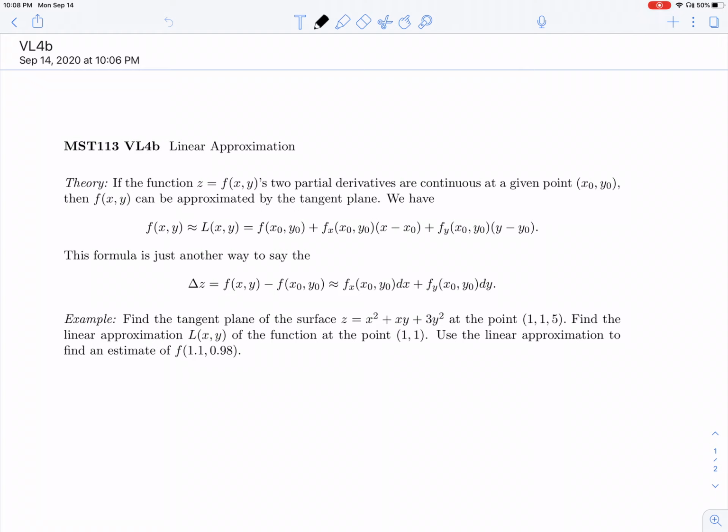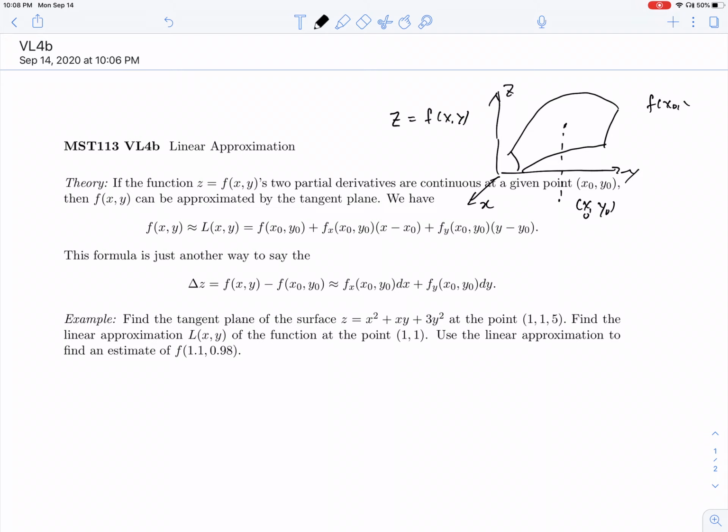Suppose you have a function z is equal to f of x, y. Imagine your function's graph looks like this. This is your z-axis, and here you have the y-axis and x-axis. Here you have a point in the xy plane, that's x naught, y naught. So you have a value over here, and let's call this value z naught. This value is f of x naught, y naught, which is equal to z naught.